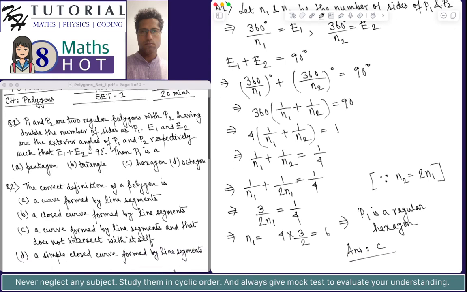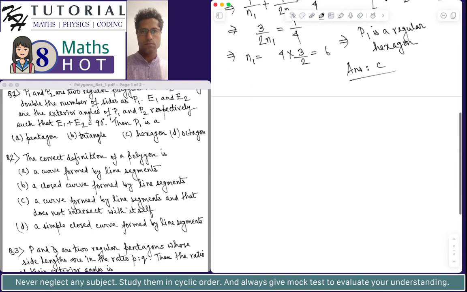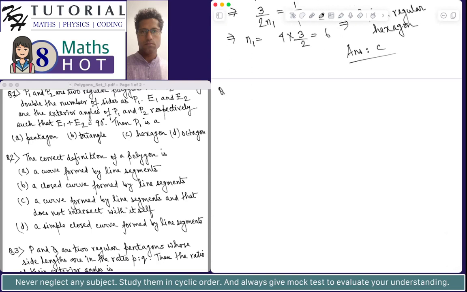Okay, let's do question number 2. The correct definition of a polygon is, the choices are: A, a curve formed by line segments. Choice B is a closed curve formed by line segments. Choice C is a curve formed by line segments and that does not intersect with itself. Choice D is a simple closed curve formed by line segments. Clearly, the answer is choice D.